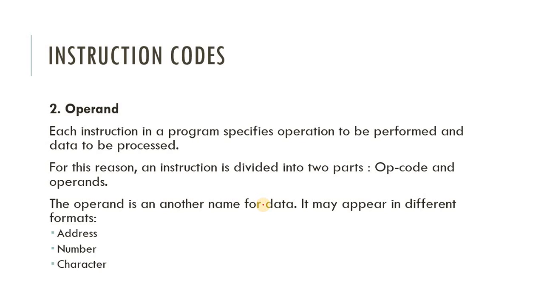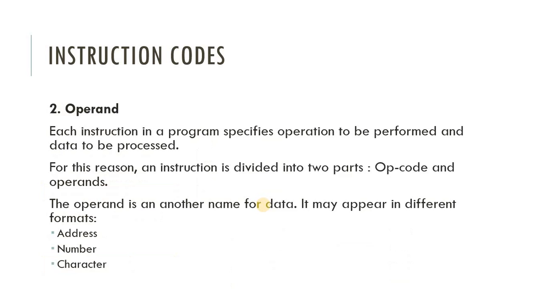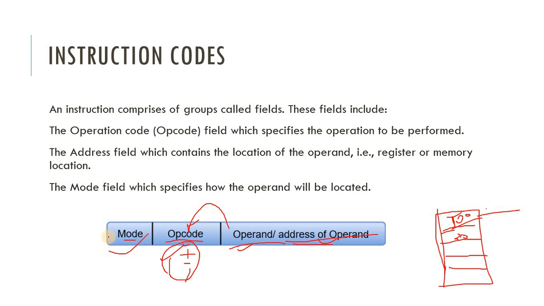It may appear in different formats. It can be an address, a number, a character and so on. So we can say that the operand means the data on which we want to perform operations. And the third is the mode. Now mode has two types, direct addressing and indirect addressing. In this instruction format, the mode has two values, 0 and 1. Based on the value, it fetches the data for the operand.